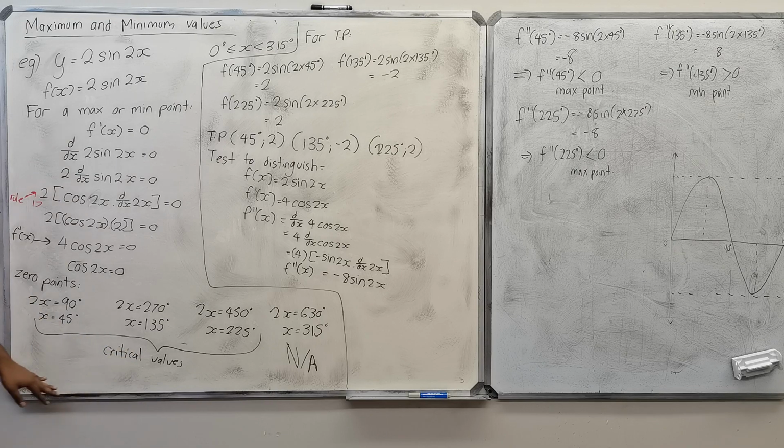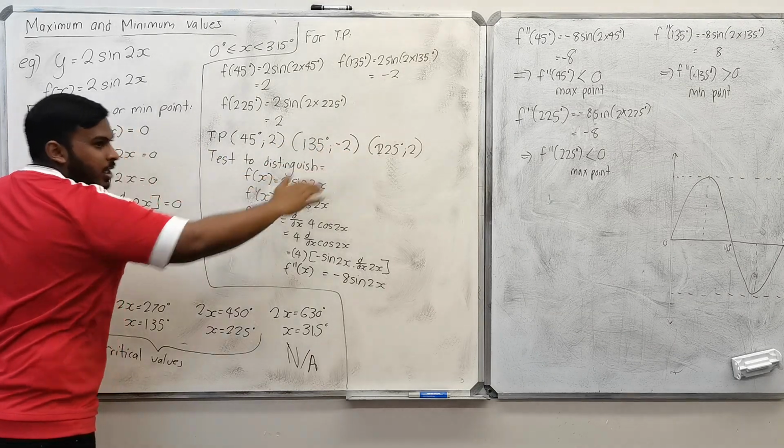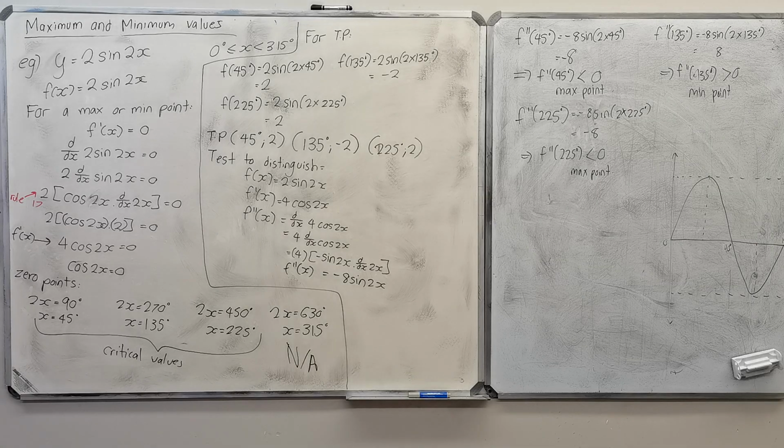Substitute your 3 critical values back into your original equation. You will get the y value for your turning points. These are my turning points, or my maximum or minimum points. I don't know which one is which, which is why I do the test to distinguish between them. The test involves calculating your second derivative. The formula for our second derivative is equal to minus 8 sine 2x.